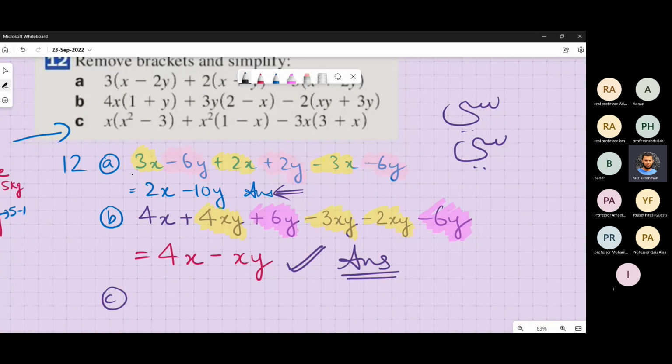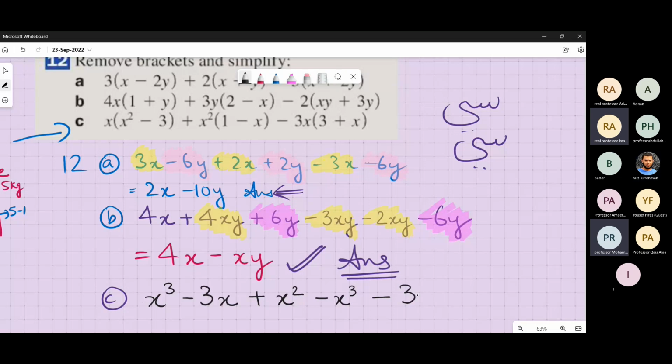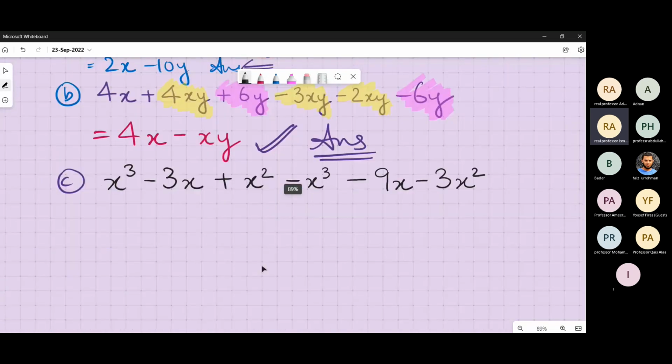Wait, minus 3 and minus 1. x cube minus 3x plus x square. The answer will be minus 2x square minus 12x. Alhamdulillah, I got the answer. Mister, minus 2x square minus 12x. What is Muhammad Ali saying? He is saying, Alhamdulillah, the steps are too long, but I got the answer minus 2x square minus 12x.